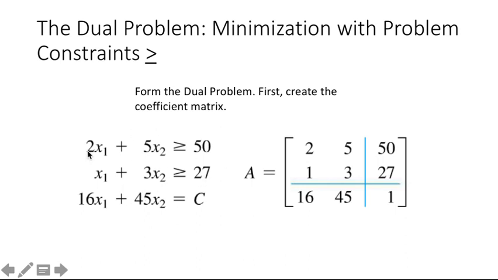Notice we have the coefficients of x1, x2, and our constants. 2, 5, 50. 1, 3, 27. 16, 45, and 1.